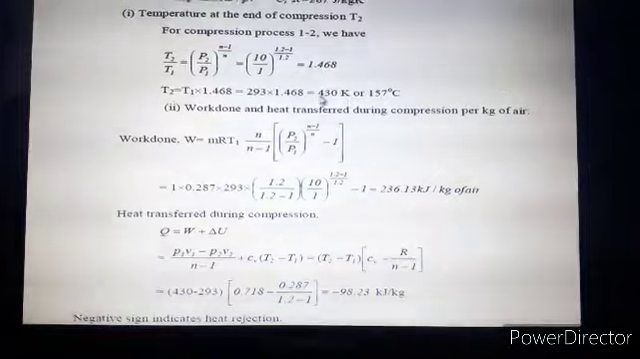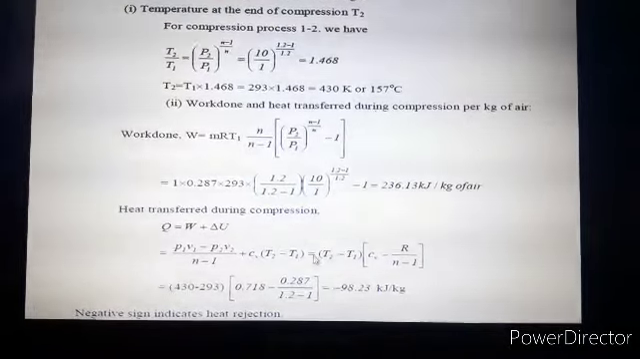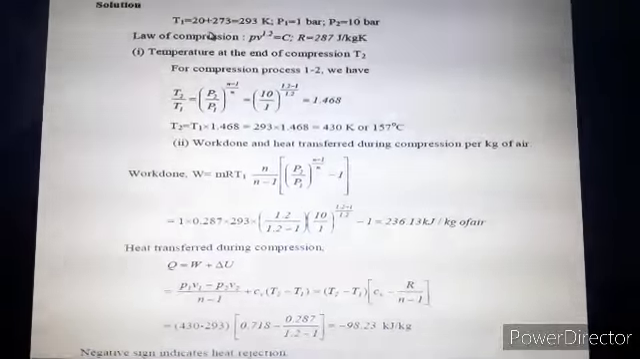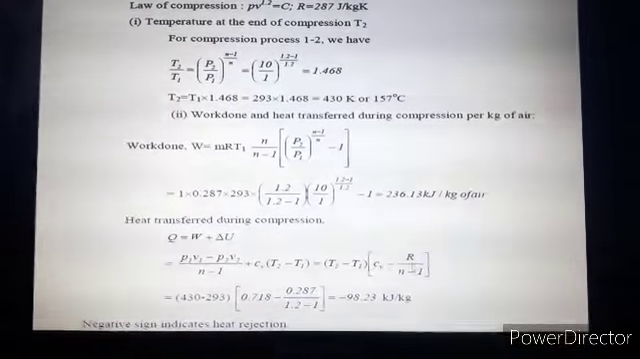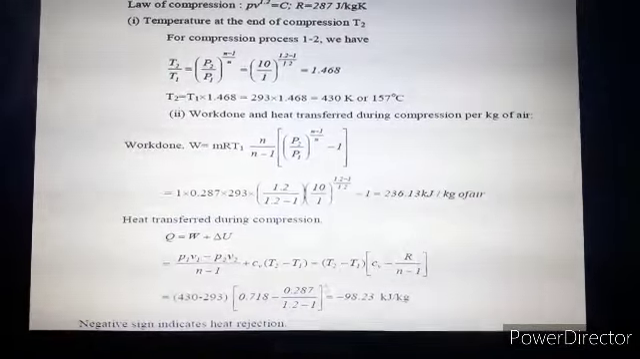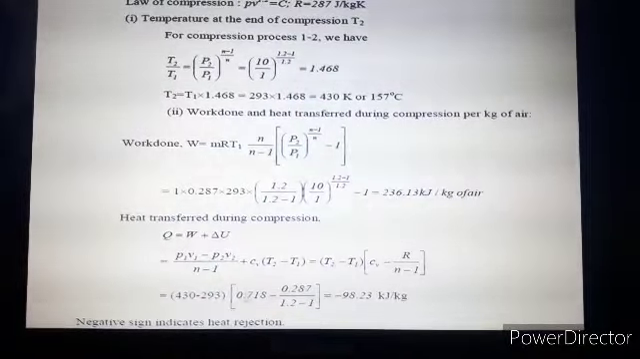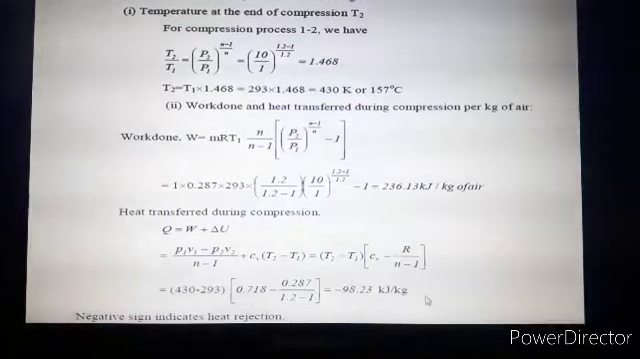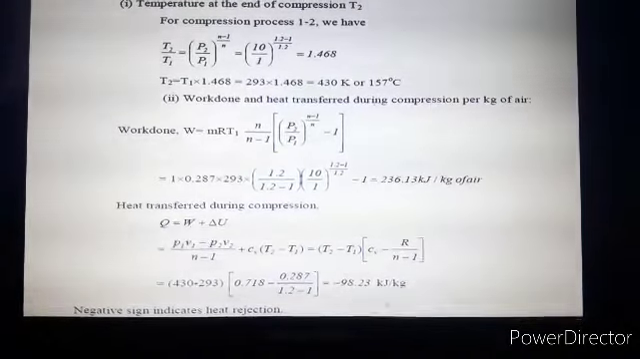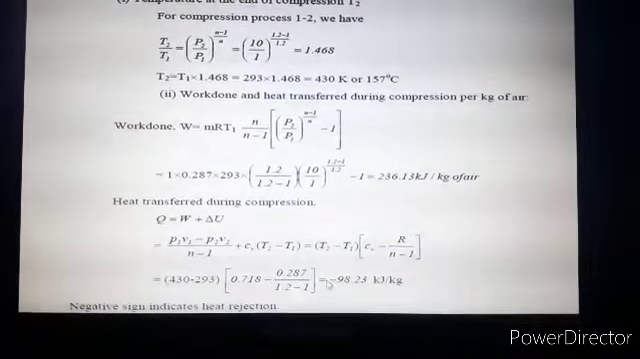T2 is what we have calculated, 430 Kelvin, and T1 is given to us in the data, it is 293. So substitute the values of all these variables, and accordingly we can find the value of Q. It is minus 0.9823 kilojoule per kilogram, again for unit mass of the air.